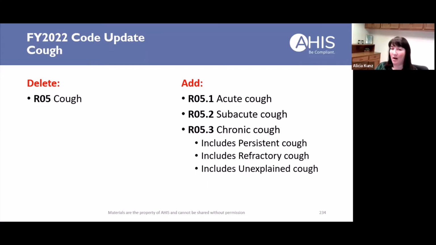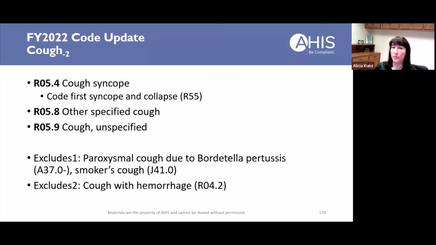So cough, R05 cough is no longer an active code. It's no longer 3 characters. It's now 4 characters, and it's broken into types. So you've got 0.1 for acute cough, 0.2 for subacute cough, and 0.3 for chronic cough. Oh, and there's more. 0.4 for cough syncope, and there's an instructional note to code for syncope and collapse. That must be one heck of a cough if it makes you pass out. And then you've got other specified and unspecified. And there's some excludes notes there that you can take a look at.